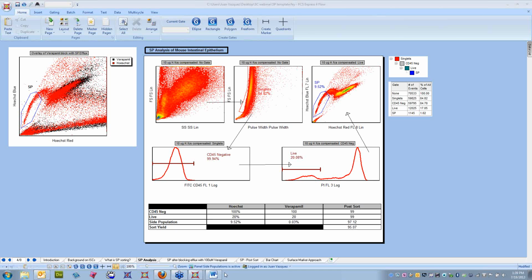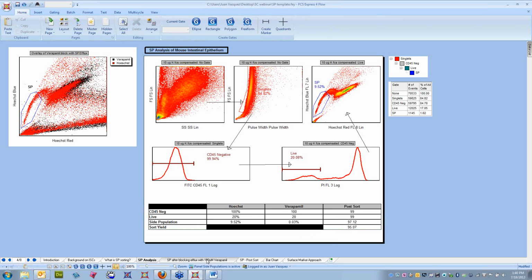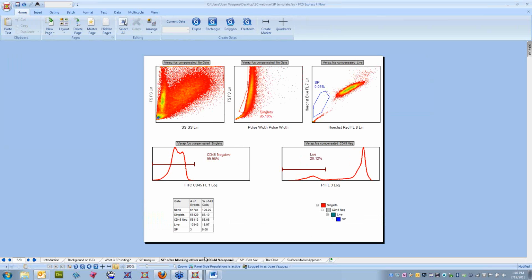So all the stats from these gates you can see are down here in the panel below. And so the calculations for the CD45 negative, live cells, percentage of side population cells, and all that data is tabulated for the Hoechst sample, a verapamil sample, and a post-sort sample, and we'll walk through those. So the nice thing is that as these gates move, the values change. And here we're looking at the verapamil sample.